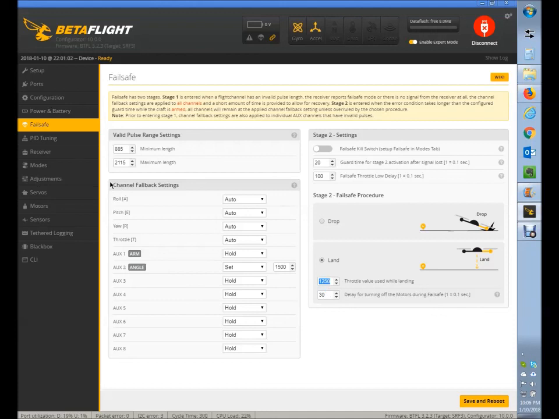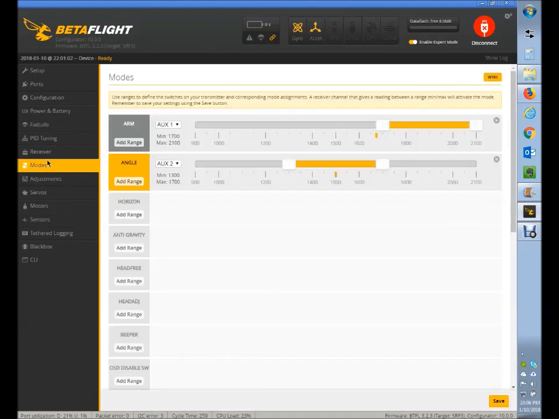So you do need to test this. I wouldn't go anything more than 3 to 5 seconds, because if you're at a low altitude and it lands and you're close to the ground, those motors are going to keep spinning, and you could burn an ESC. So 3 seconds to me is plenty long, but set that however you desire.